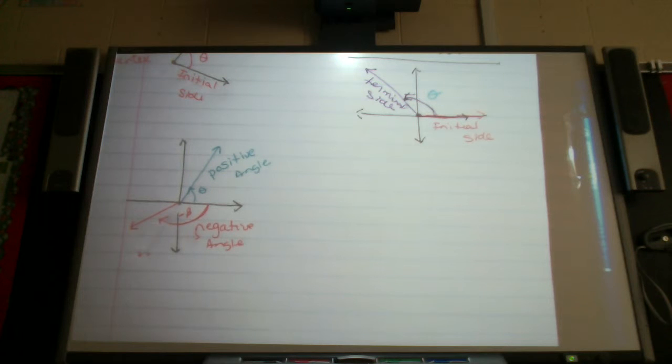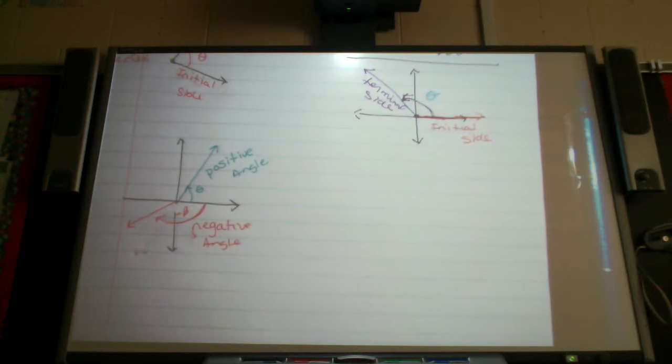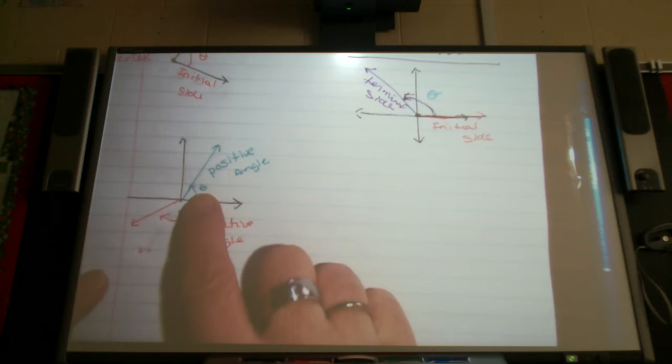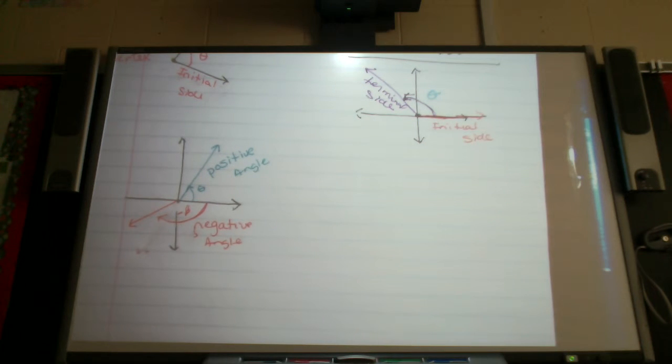What does that little circle line thing mean? That's theta, that's a Greek letter. That's one of the letters we use to represent angles.